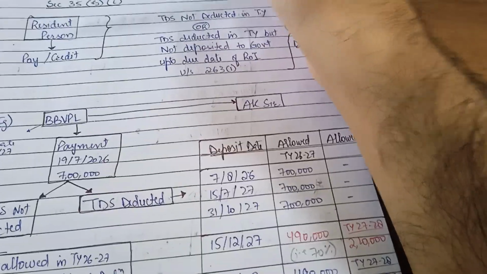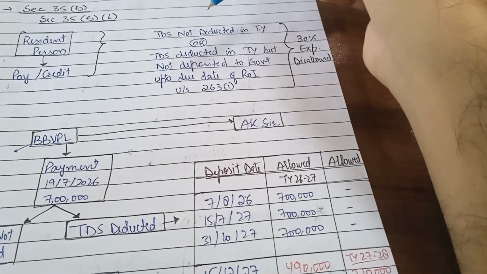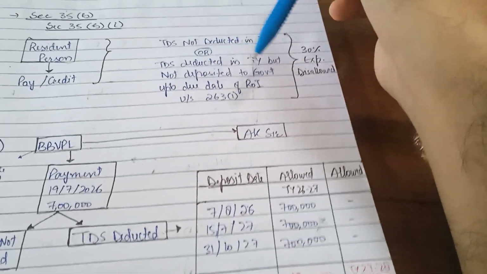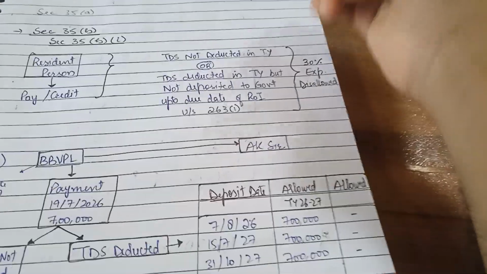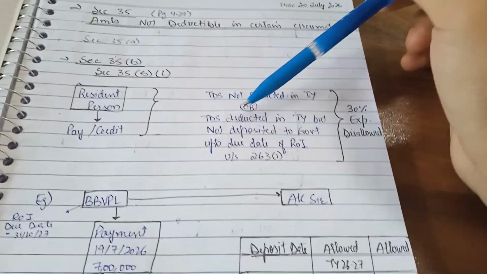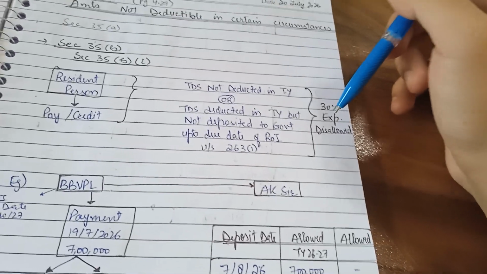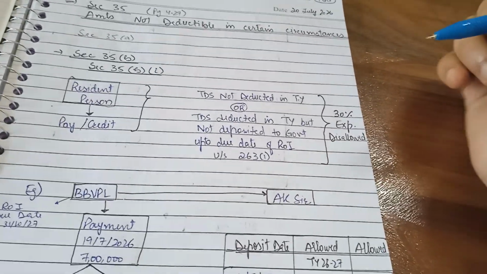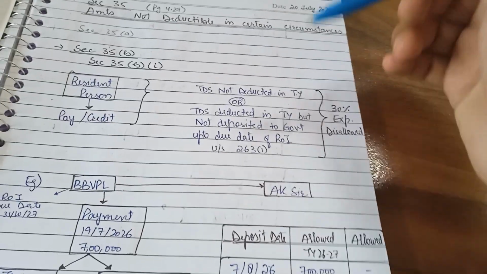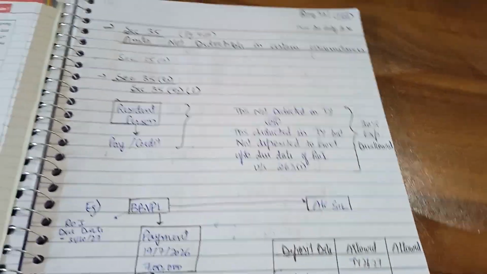Then comes section 35B. The first clause of this section deals with the case where we make payment to a resident person, but we did not deduct any TDS on such payment, or we deducted TDS but we did not deposit it to the government before the due date of return of income under section 263(1), which is like 31st October in case of companies. In such cases, if we fall in either of those conditions, there will be 30% of expenditure disallowance in the current year. Means in the current year we can only claim deduction for 70% of the expense, and then we can claim deduction of the rest 30% in the year we deposit the same TDS.